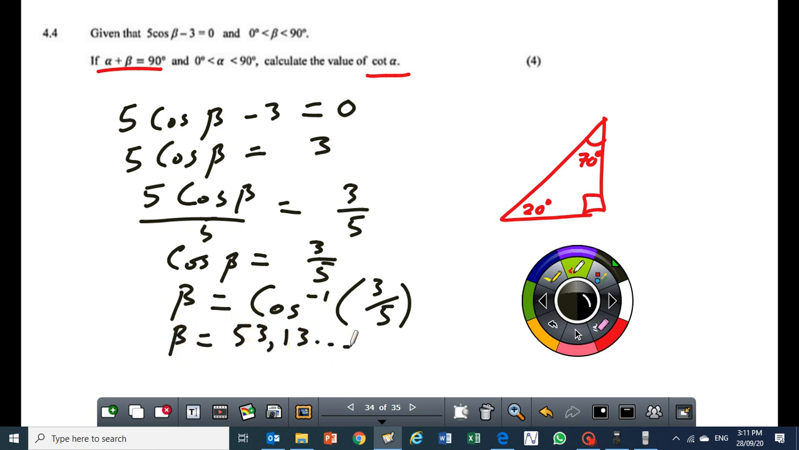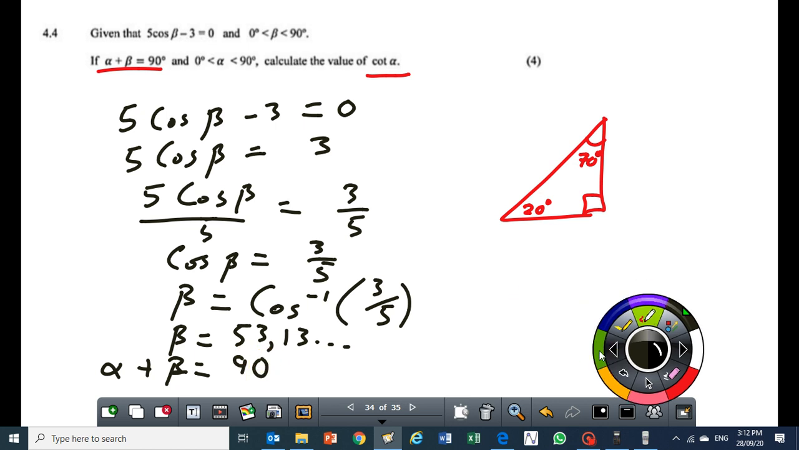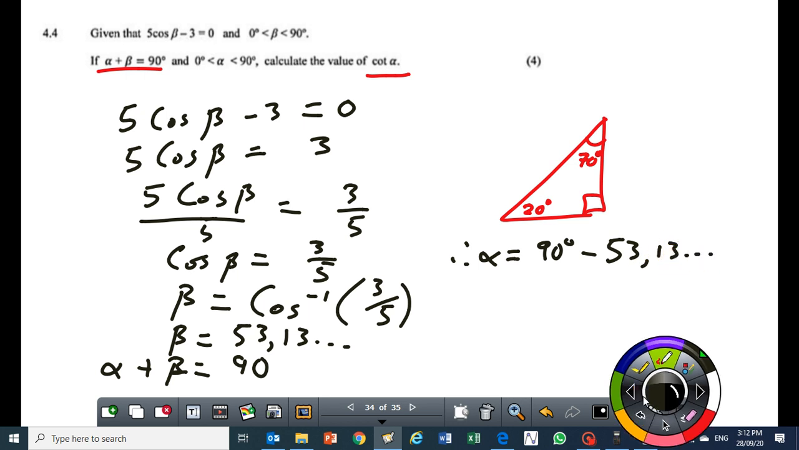So alpha, because here the equation says alpha plus beta will give you 90. So what that means is alpha plus my beta, which is 53,13, must give me 90 degrees. Therefore, alpha will be equal to 90 minus beta. Beta is 53,13 with all the decimal places. Then alpha will be equal to, right?